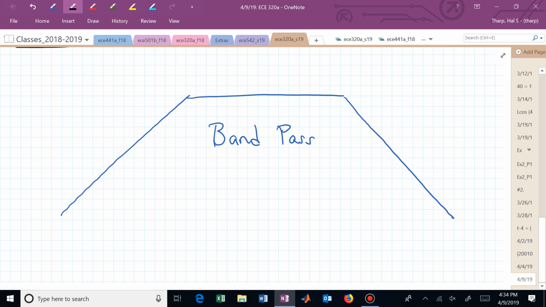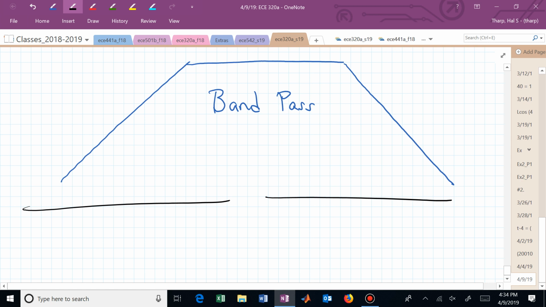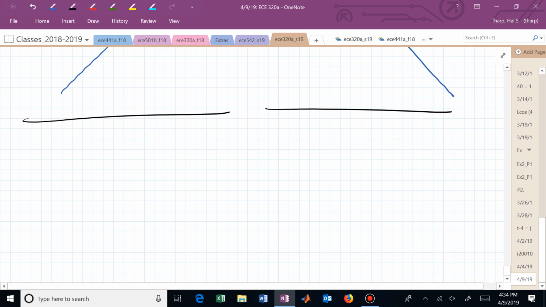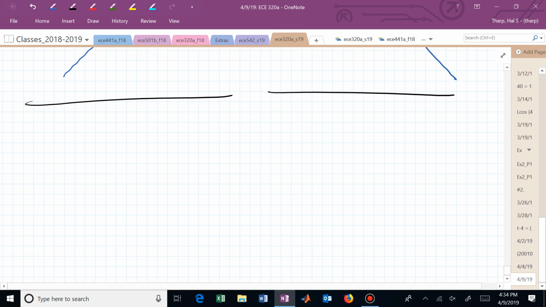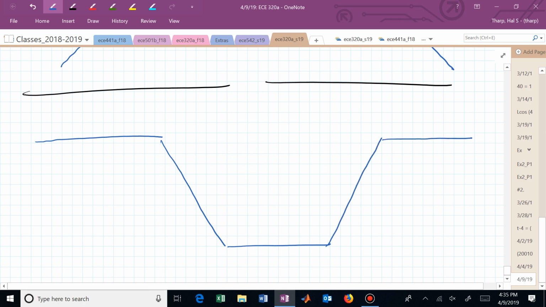What about a band reject? It's kind of the opposite of this, isn't it? Depending on how sharply you reject those frequencies in that band, you might have something that looks like that. And this you could now say is a band reject.